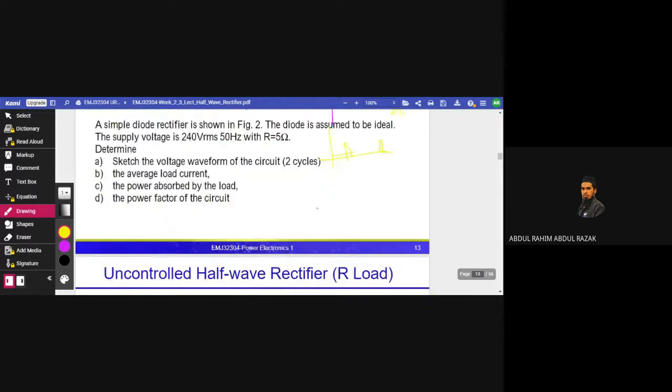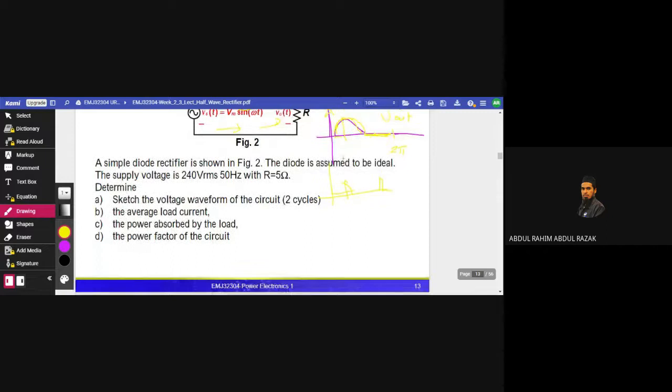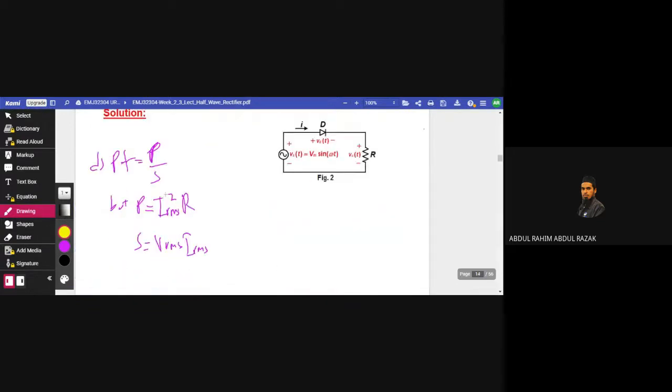Okay, sambung yang tadi pula. Tadi kita discuss macam mana to sketch the waveform, average load current. Apa kita tengok sini adalah peak. Untuk average, you have to calculate. Okay, the absorbed power by the load, power factor of the circuit. Okay, power factor tak kira lagi tadi. So power factor, kalau sangkut ke apa tolong beritahu, sebab saya buka screen ni tak nampak sini. You have to voice out lah.